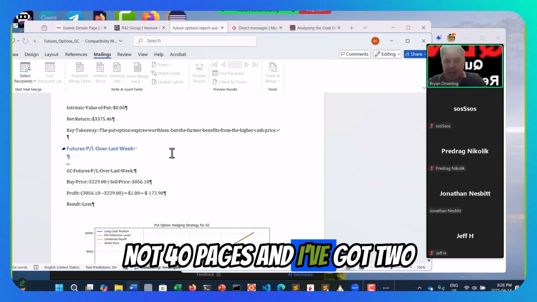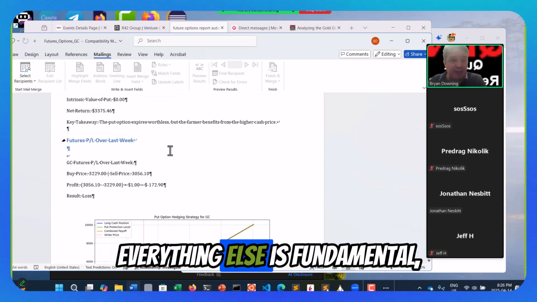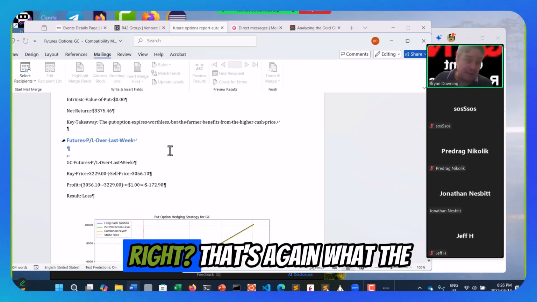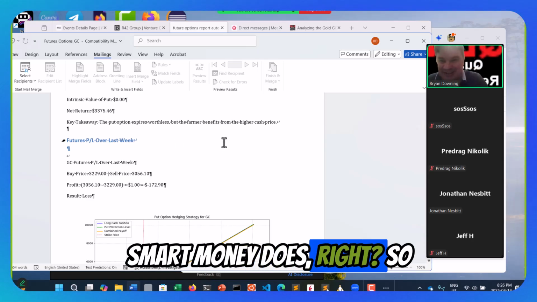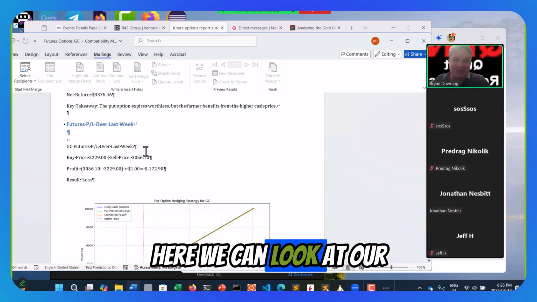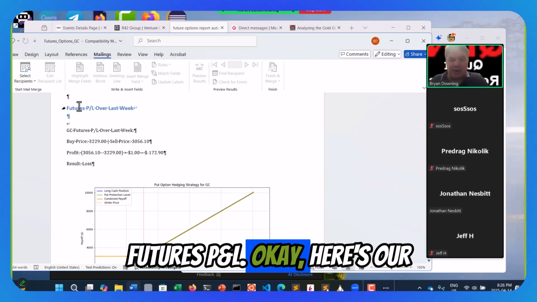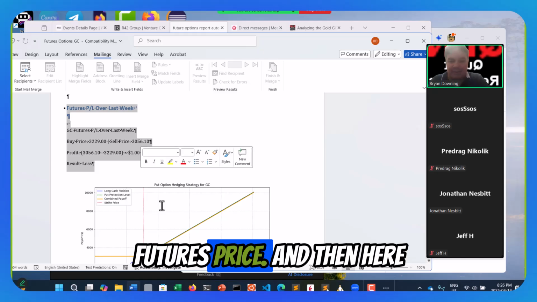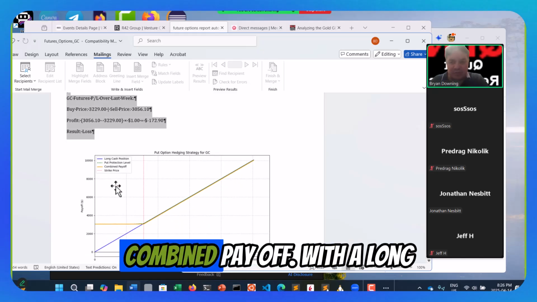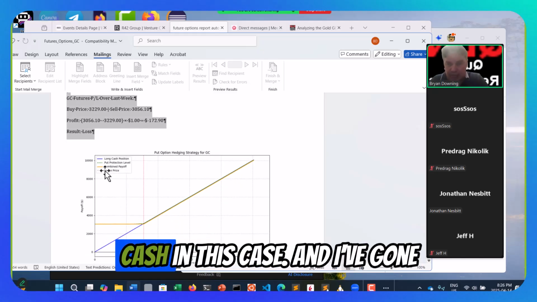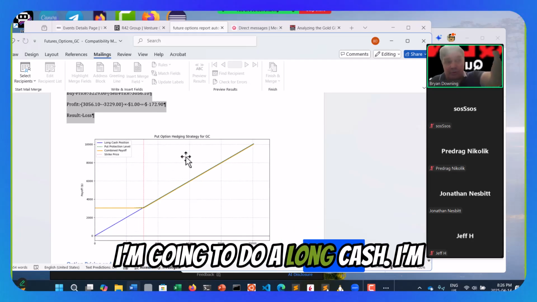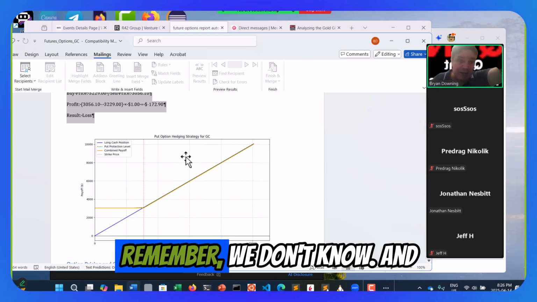And you can see I'm at 40 pages now. I've got two charts for technical. Everything else is fundamental, right? That's again what the smart money does. So here we can look at our futures P&L. Here's our futures price. And then here you can see we're doing a combined payoff with a long cash in this case. And I've gone through the previous charts. I'm going to do a long cash, I'm going to do a long future.